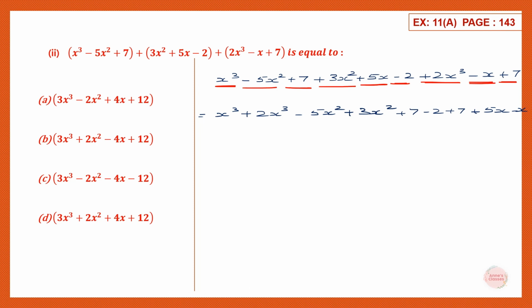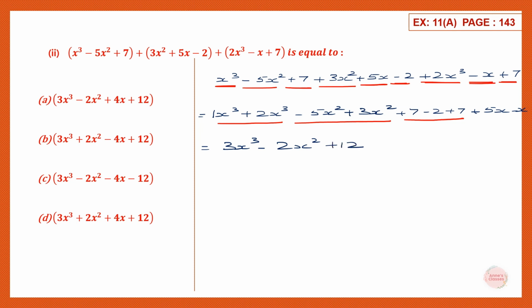So here let's see what we have. x cube and 2x cube, like terms. So x is 1 here. 1 plus 2 is 3. So this is equal to 3x cube. Now let's go to the x square. So minus 5 plus 3, that is minus 2. Minus 2x square. Then here we have plus 7 minus 2 plus 7. Okay, we can do it straight away. 7 minus 2 is 5. 5 plus 7 is 12. So here we can write plus 12.